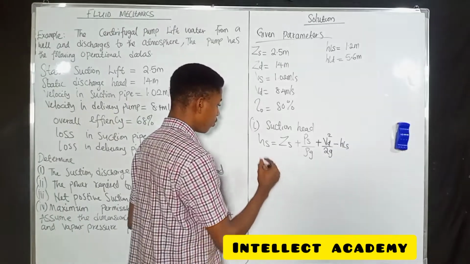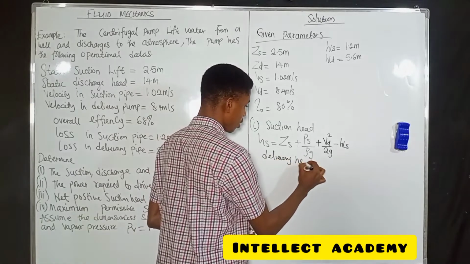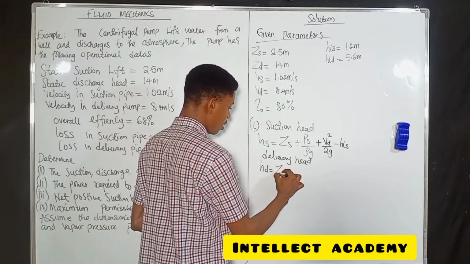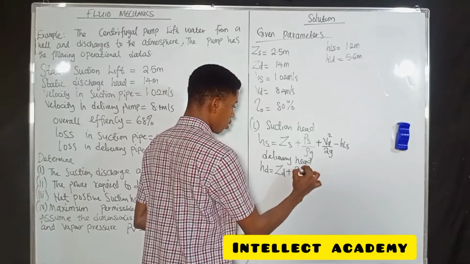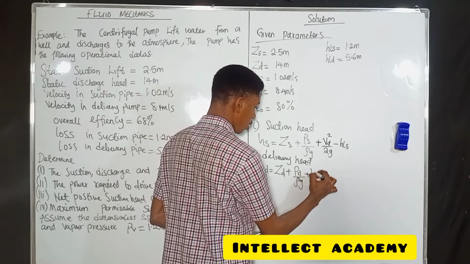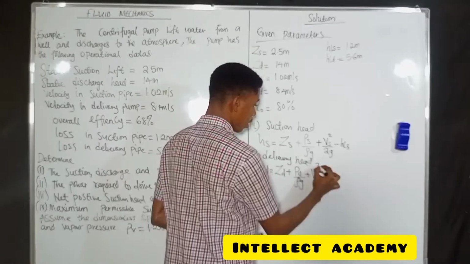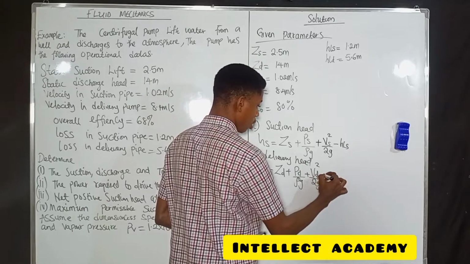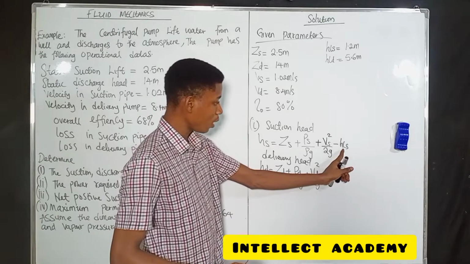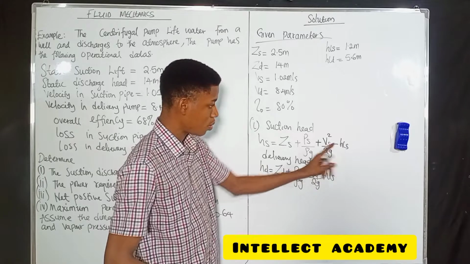Now we know that for the delivery head, HD is given by Zd plus Pd over rho g plus Vd squared over 2g plus HLD. Take note that this will be positive while this will be negative.